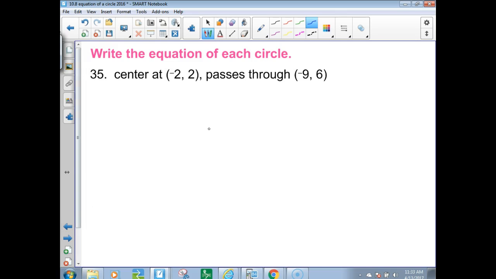When you get to 35, that's when you're going to have to do that the radius equals the distance, square root of. You're going to have to subtract your x's and square it, plus subtract your y's and square it. Find the radius first, and then write the equation of the circle.